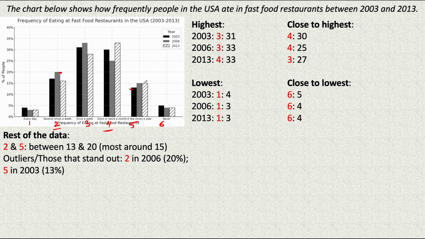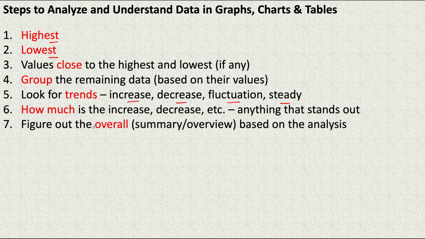The only outliers among these, or the only ones which are different from others, are this 13% and this 20%, which we have mentioned in our planning. After that, we look for trends. That is, what is increasing, what is decreasing, etc.